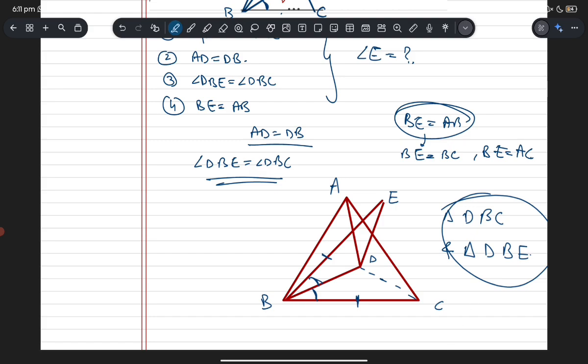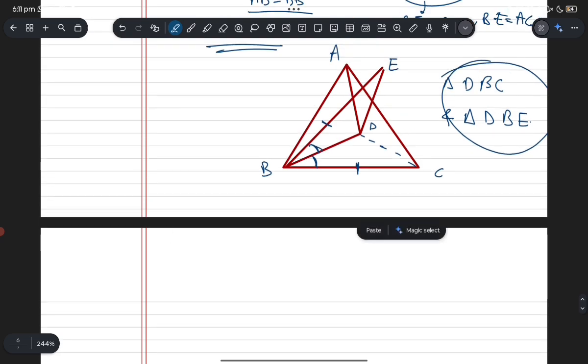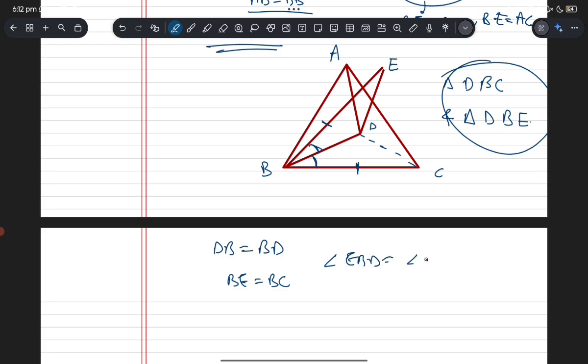Are you able to see? It's good if you're able to see. You should be able to see this. How are they? We have DB is equal to DB, that is a common side. BE equals to what? BC, and the angle included, angle EBD equals angle CBD, right? So by SAS congruency criteria, we have this. Now it's time to collect the treasures using CPCT. What treasures do we get? Do we get anything?